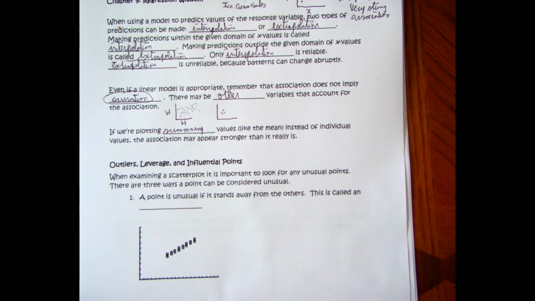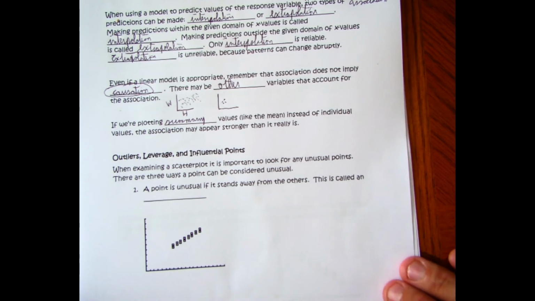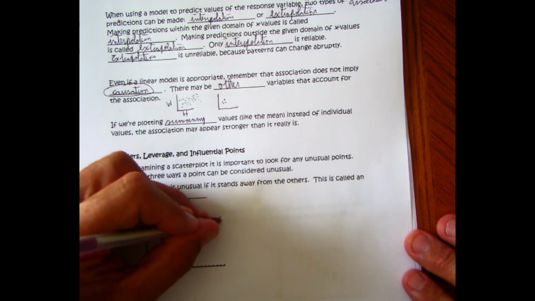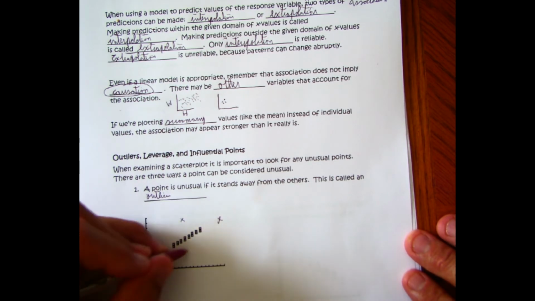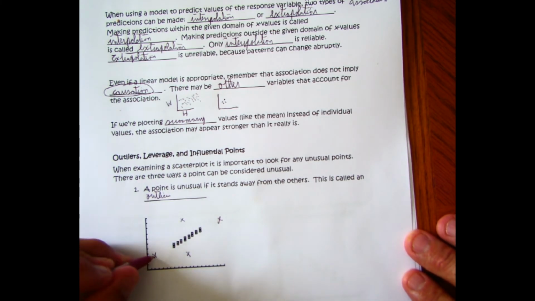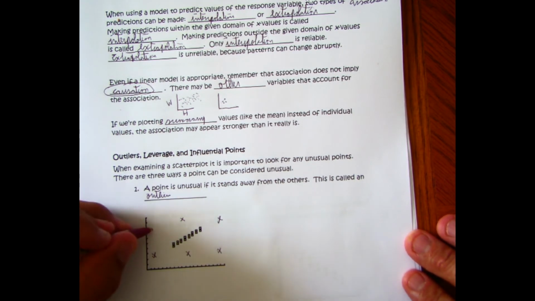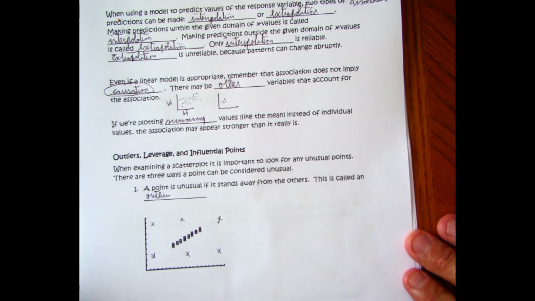Alright, so outliers, leverage, and influential points. I already went through a lot of this. When examining a scatter plot, a point is unusual if it stands away from others. This is called an outlier. I can have an outlier there, I can have an outlier there, I can have an outlier here. That's low leverage, high leverage, high leverage. This would be influential, and this would be influential.